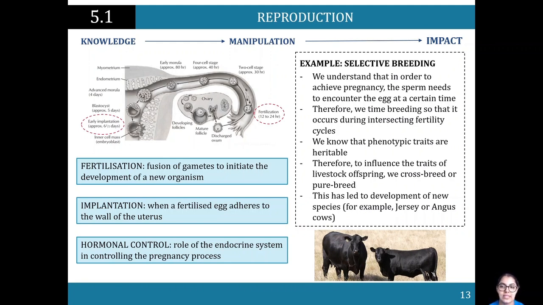So these are essentially the two big parts of this first stop point of reproduction. We look at asexual versus sexual reproduction in a range of organisms, in a range of species, and then we look at the process of fertilization and implantation in mammals, and we look at how that can be manipulated to achieve a desired effect, and we can see that in the example of selective breeding.